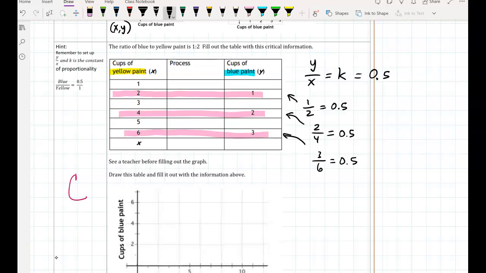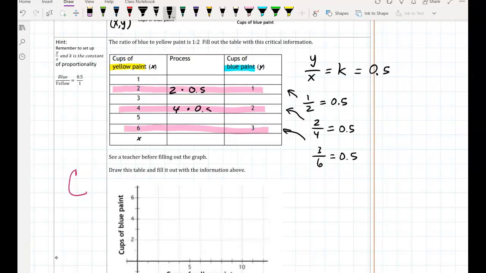So in this case, to get from 2 to 1, we would take 2 and multiply that by 0.5, and that equals 1. 2 times 0.5 is 1. 4 times 0.5 is 2. And 6 times 0.5 is 3. So, what do you suppose 1 times 0.5 is? Well, it had better be 0.5, right? Now you could use your calculator and say, what is 3 times 0.5? 3 times 0.5 is 1.5.